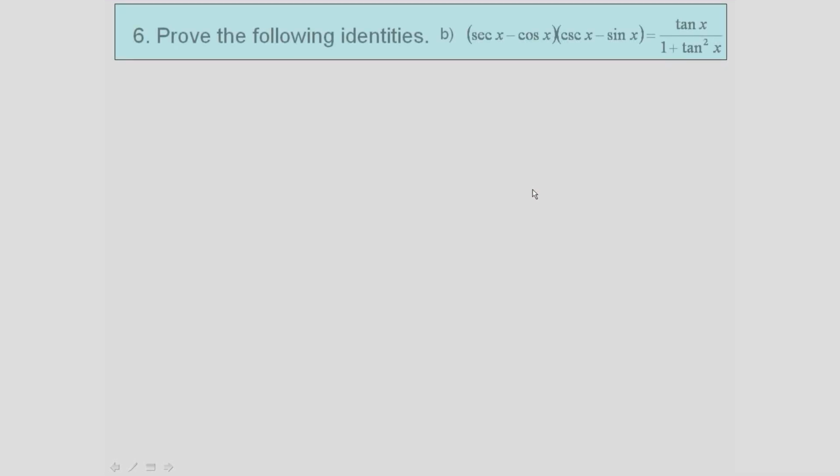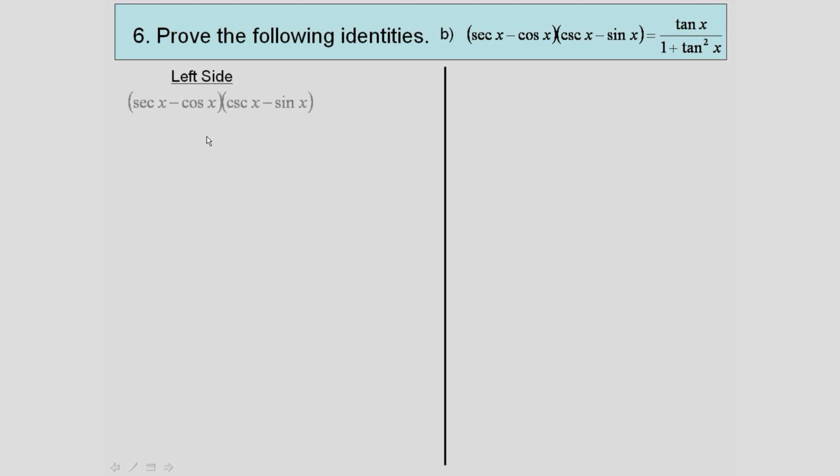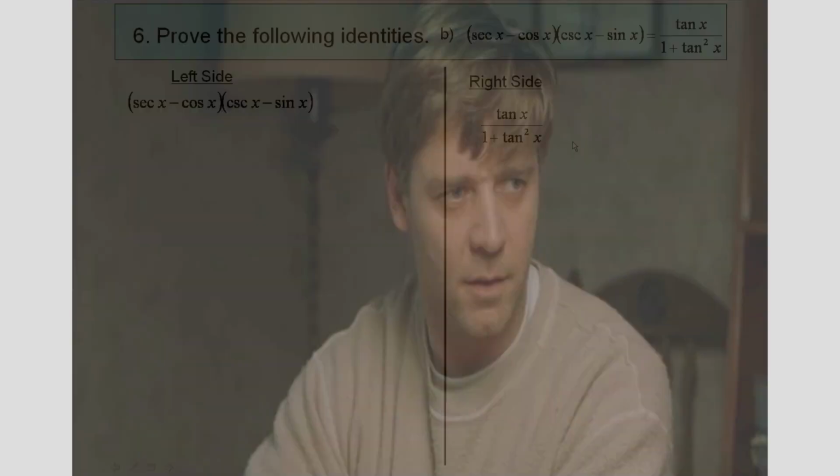Question B, we have another identity here, and we'll start it off the exact same way by splitting it up into left side and right side columns. On our left side, we have secant x minus cos x times cosecant x minus sine x. And on the right side, we have tan x over 1 plus tan squared x.